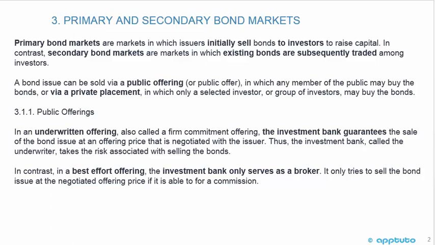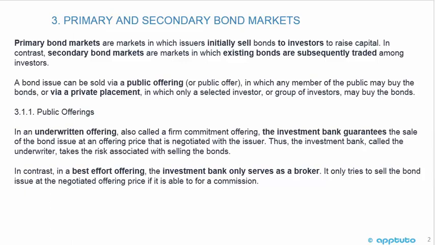A bond issue can be sold via a public offering or public offer, in which any member of the public may buy the bonds, or via a private placement in which only a selected investor or group of investors may buy the bonds. First, we'll look at public offerings.